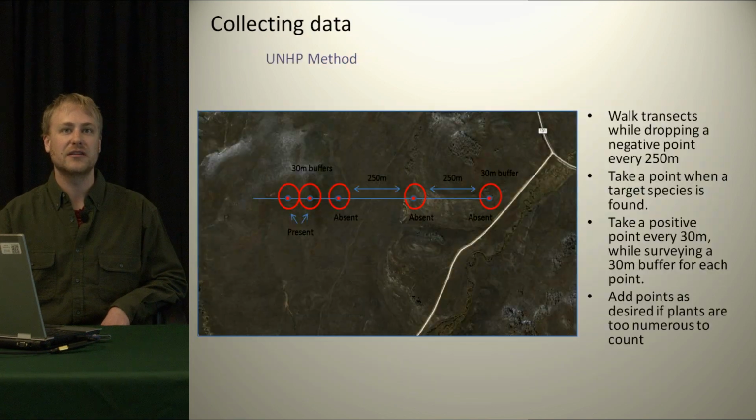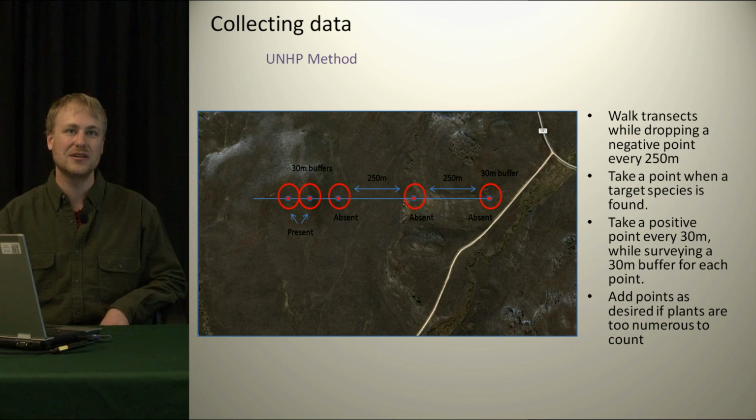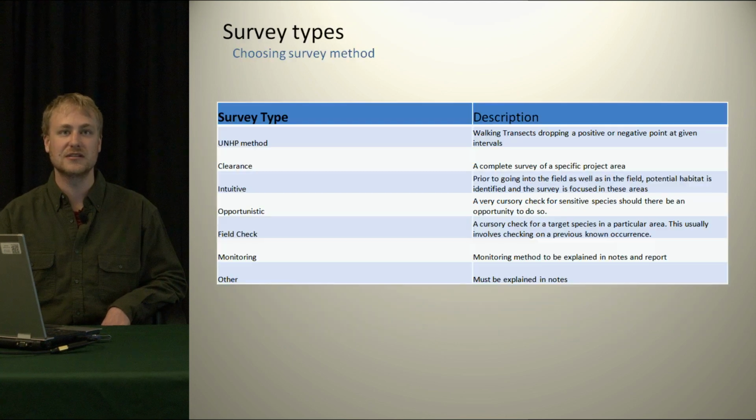Then let's just go back and look at a diagram of the UNHP method. So you can say we just started out taking a point with a 30-meter diameter buffer area. Then you walk 250 meters. You're not seeing any plants. You stop, take another absent point. You continue for another 250 meters, take another absent point. Oh, but then wait, you ran into a target species, so you're going to take a point there, and you're going to continue to take a point until you've accurately represented that distribution of the species.